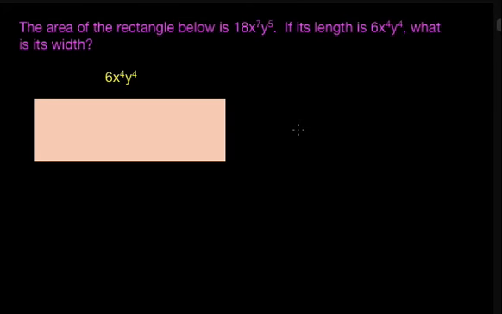All right, let's try another problem. The area of the rectangle below is 18x to the 7th y to the 5th. If its length is 6x to the 4th y to the 4th, what is its width? So we're given length and we're given area, and we want to find the width. So why don't you try this one on your own?